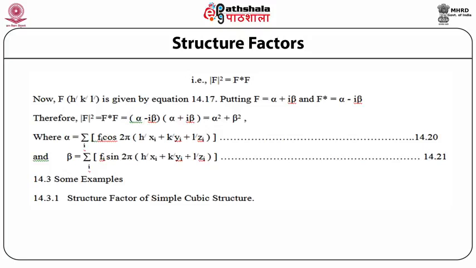And beta is given by summation over i within brackets small fi sin 2 pi into (h' xi plus k' yi plus l' zi). Put this as equation 14.21. Some examples. Structure factor of simple cubic structure.